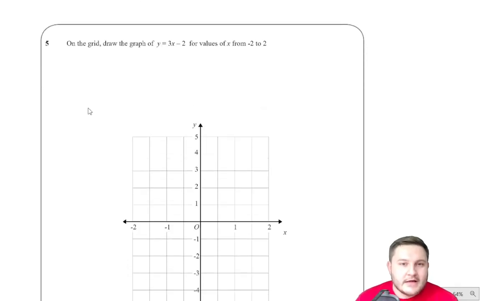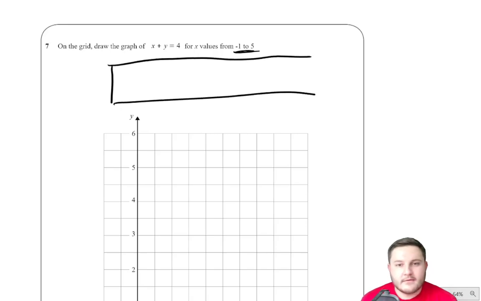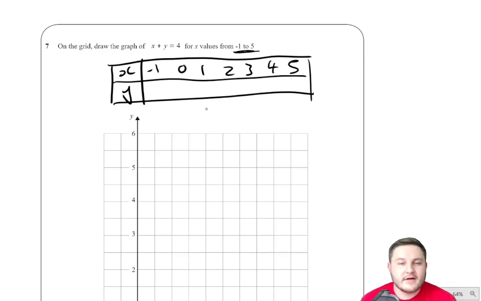Now you can get more complicated equations here, and for example, if I was given something like this, okay, let's give this a go. First thing I'd probably draw a table out, and they actually tell you in the question what you should do your table from and to. -1 to 5. So we're going to have the x values here, the y values here: -1, 0, 1, 2, 3, 4, and then 5.